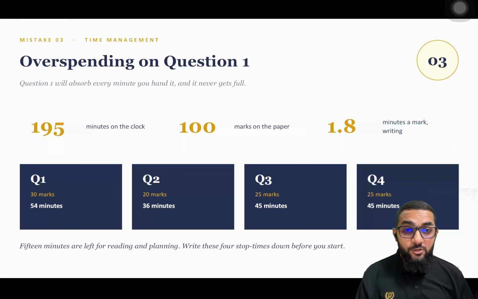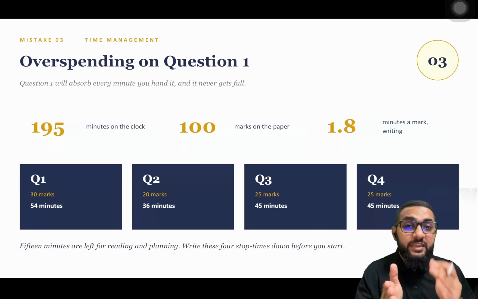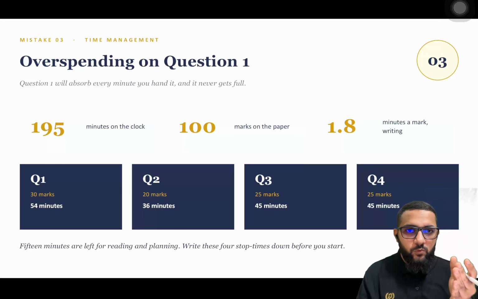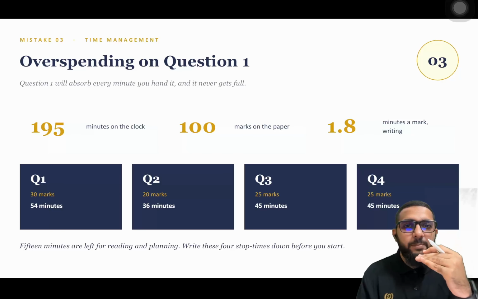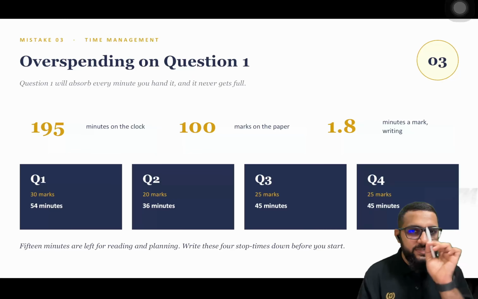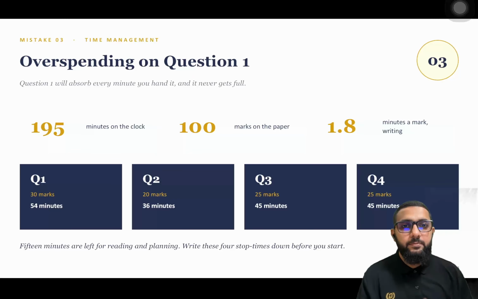Let's say question 1 is of 30 marks, so that needs to be 30 into 1.8, which is 54 minutes. And when you look at question 1, you would have sub requirements. Look at the sub requirements, look at what the marks allocated there are, multiply that by 1.8 and write it down. This is the time I need to spend here.